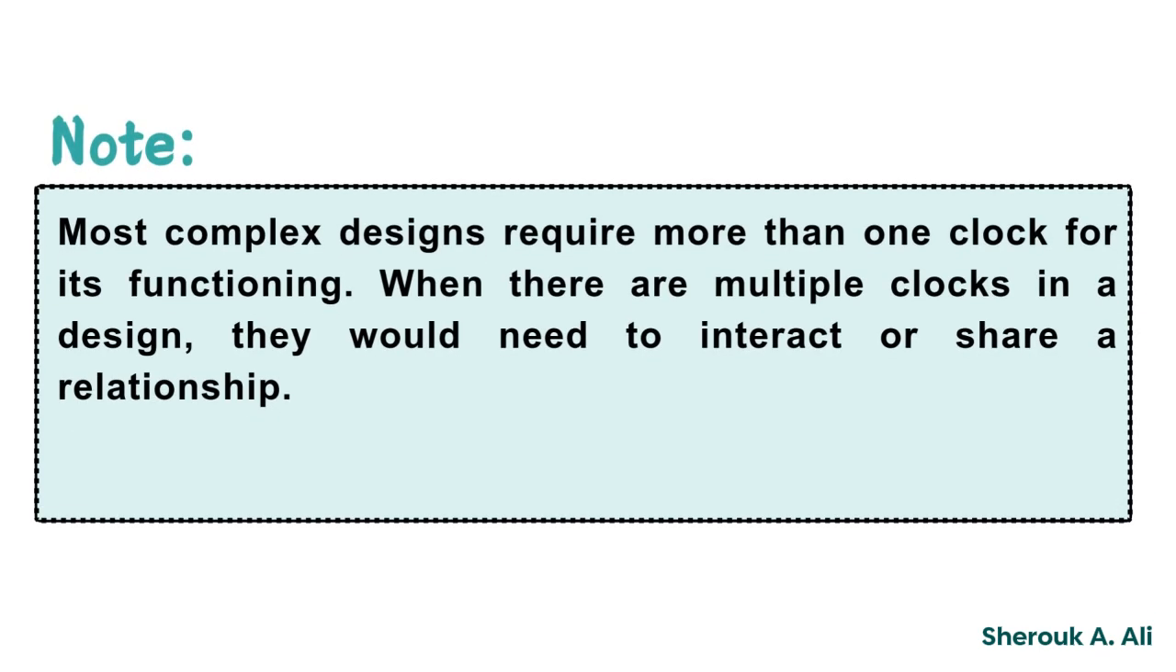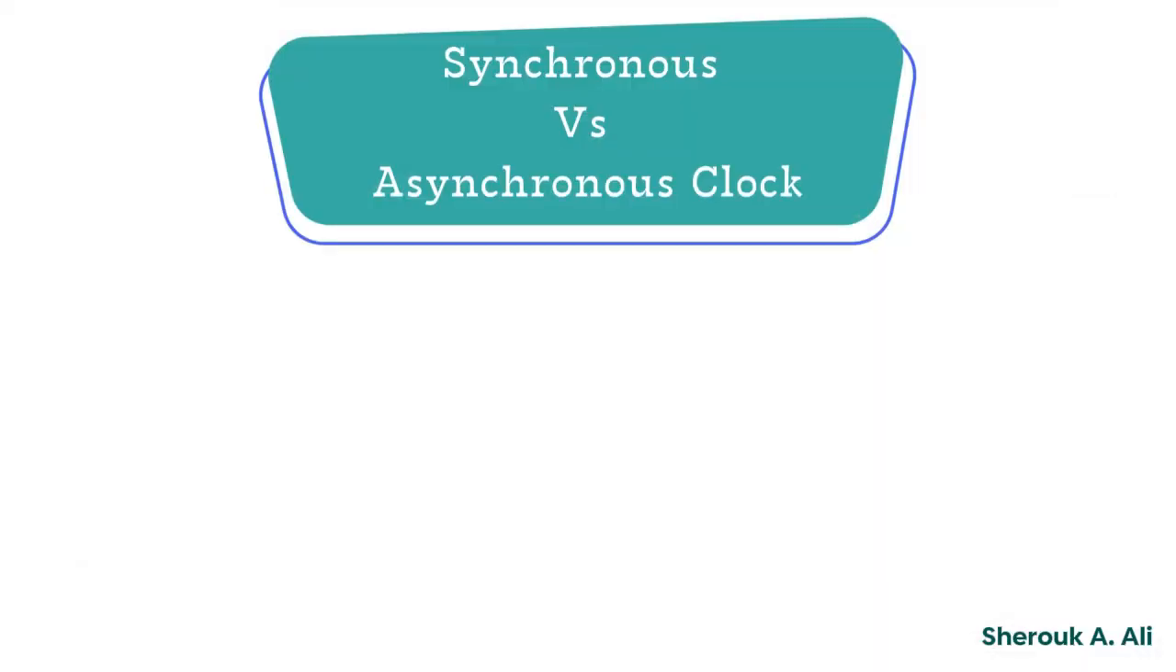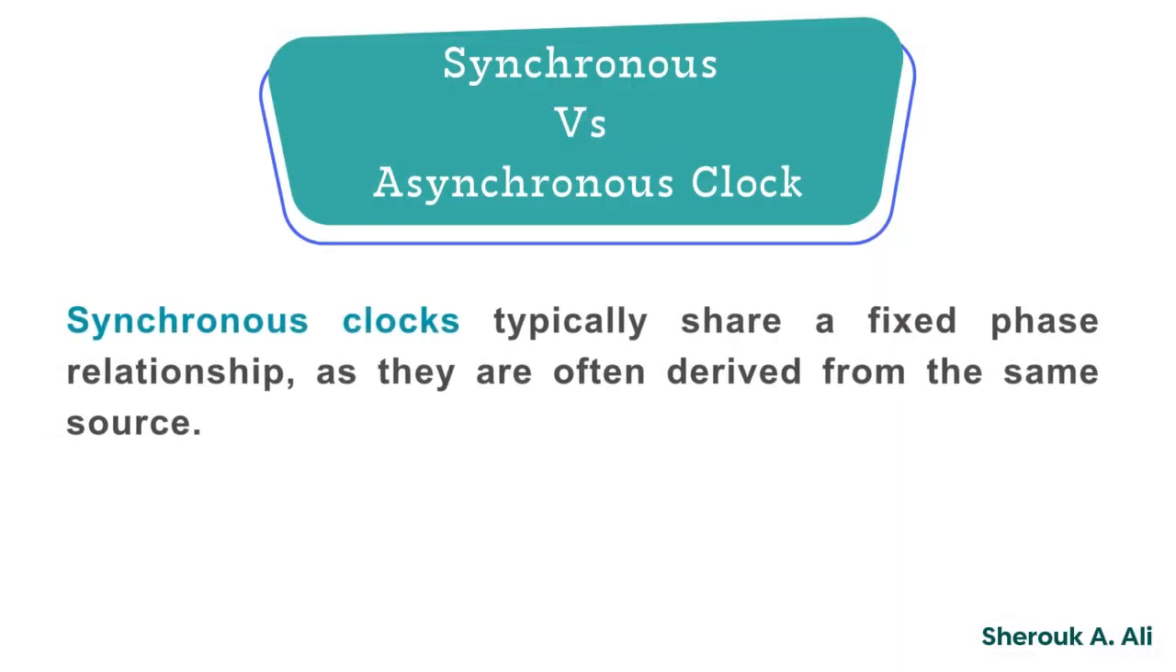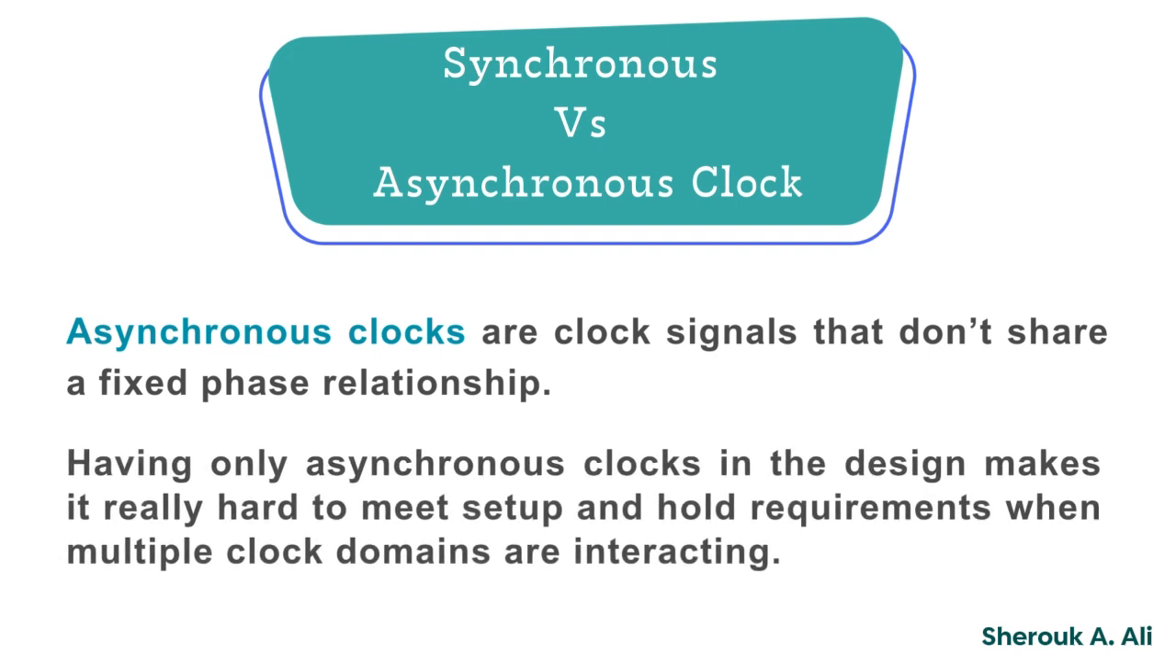Note: most complex designs require more than one clock for their functioning. When there are multiple clocks in a design, they need to interact or share a relationship. This relationship can be synchronous or asynchronous. So, what are synchronous versus asynchronous clock signals? Synchronous clocks typically share a fixed phase relationship, as they are often derived from the same source. But asynchronous clocks are clock signals that don't share a fixed phase relationship. Having only asynchronous clocks in the design makes it really hard to meet setup and hold requirements when multiple clock domains are interacting.